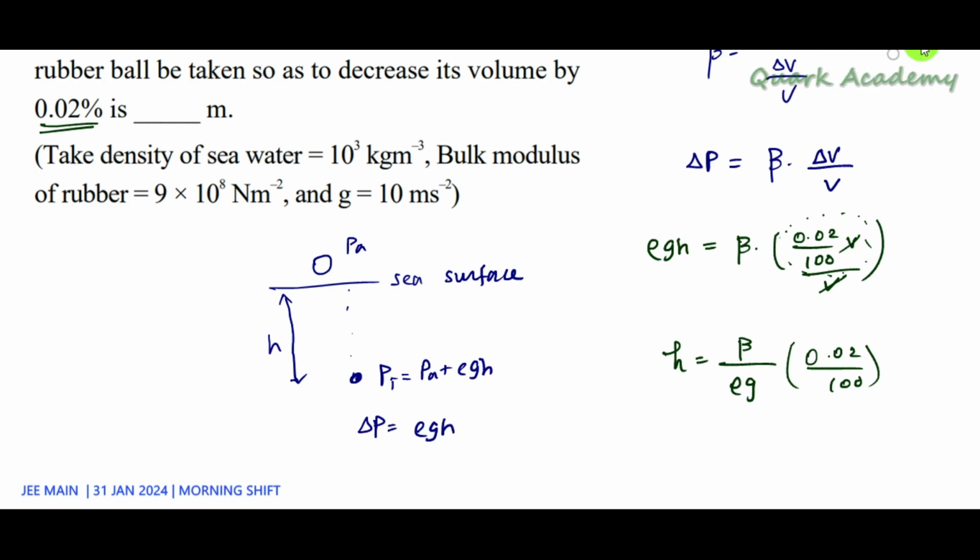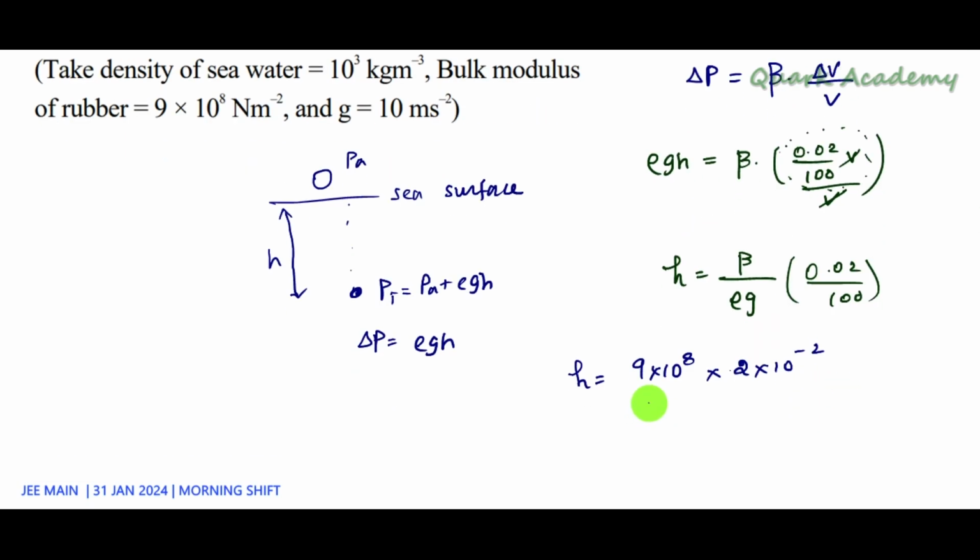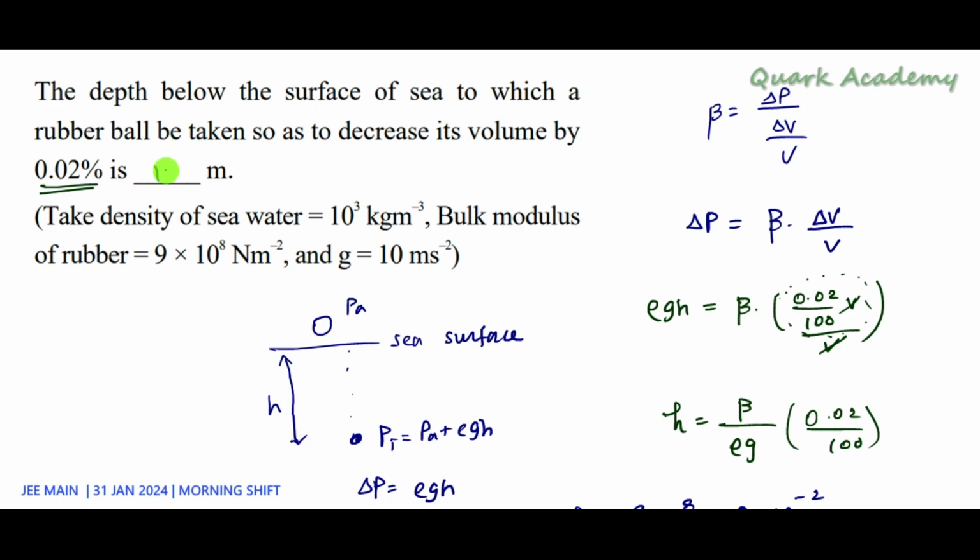So let's substitute everything. All the information is given. Beta is 9 into 10 power 8. And this we can write as 2 into 10 power negative 2. Rho is 10 power 3, G is 10, and 100 is 10 power 2. So we get 18 meters. So the depth should be 18 meters.